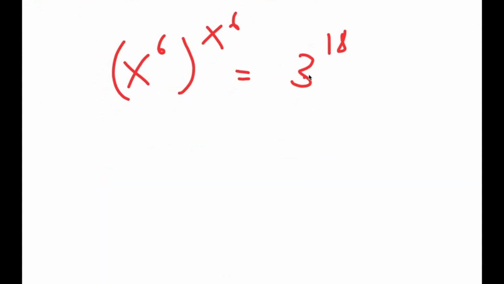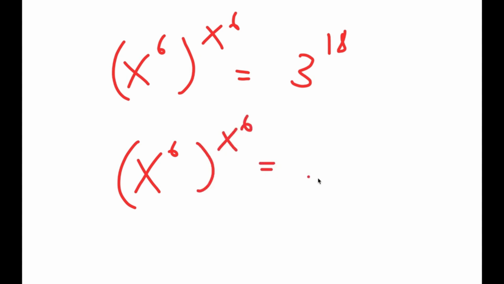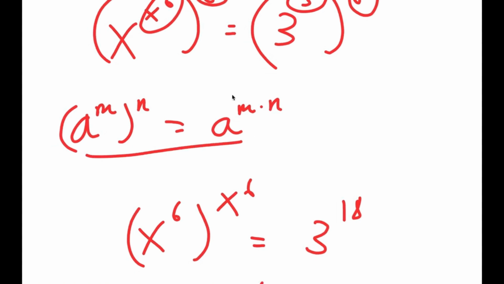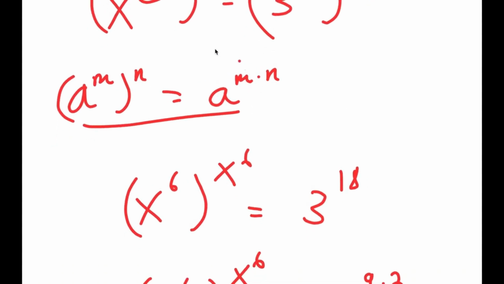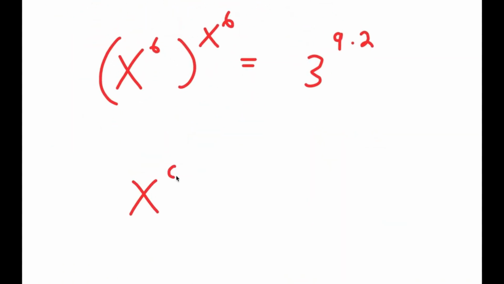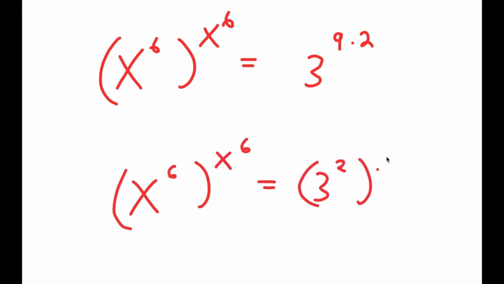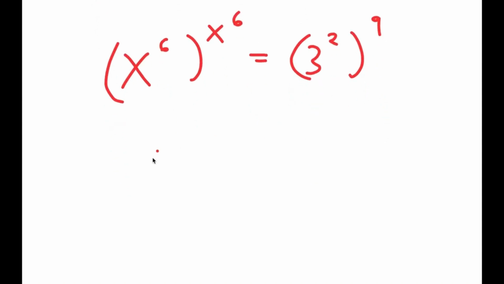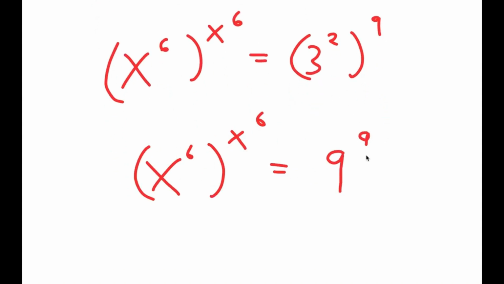Now from here, I'm going to rewrite 3 to the power of 18 as 3 to the power of 9 times 2. And now we can use the reverse of this property and change this form into this form. So now I get x to the power of 6 to the power of x to the power of 6 is equal to 3 squared to the power of 9. And 3 squared is 9, so I get x to the power of 6 to the power of x to the power of 6 is equal to 9 to the power of 9.